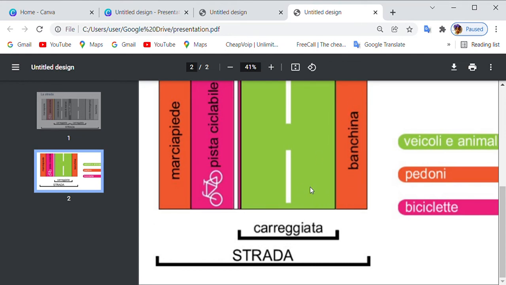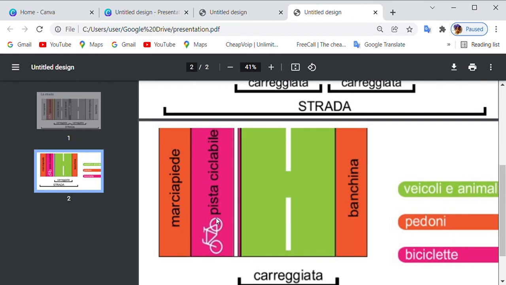They only drive here. The vehicle can only use here when they want to park. They can come here and park. Then you can see now we have the pista ciclabile here. You can see the pista ciclabile. Pista ciclabile is here, and we have the marciapiede. That is where you walk with your legs.